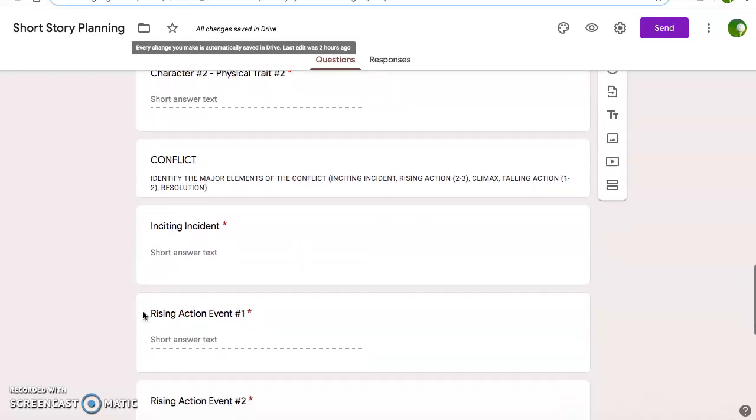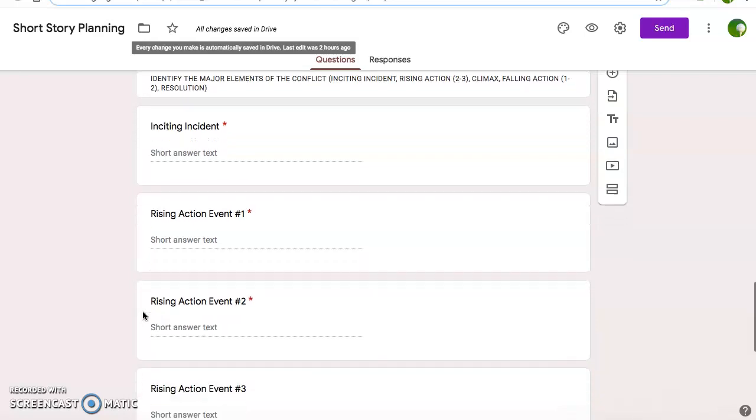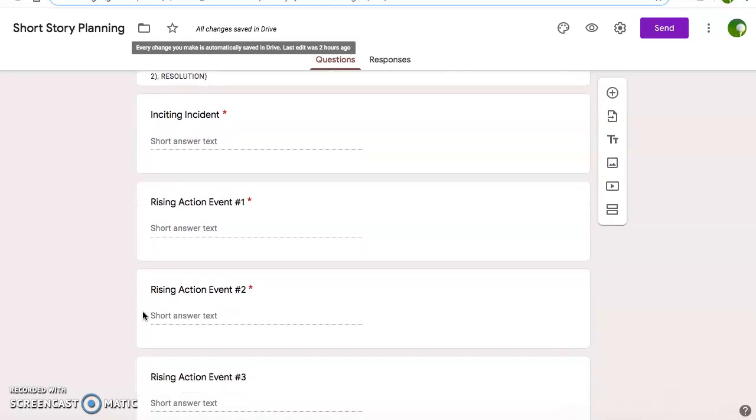After you move on from the characters, you're going to identify for me the conflict of the story, and that's going to be from the inciting incident up around the climax and back down to the resolution. So what's the inciting incident? What is the event that's going to happen that's going to start the characters into a conflict, the protagonist having to deal with something, right, your main character?